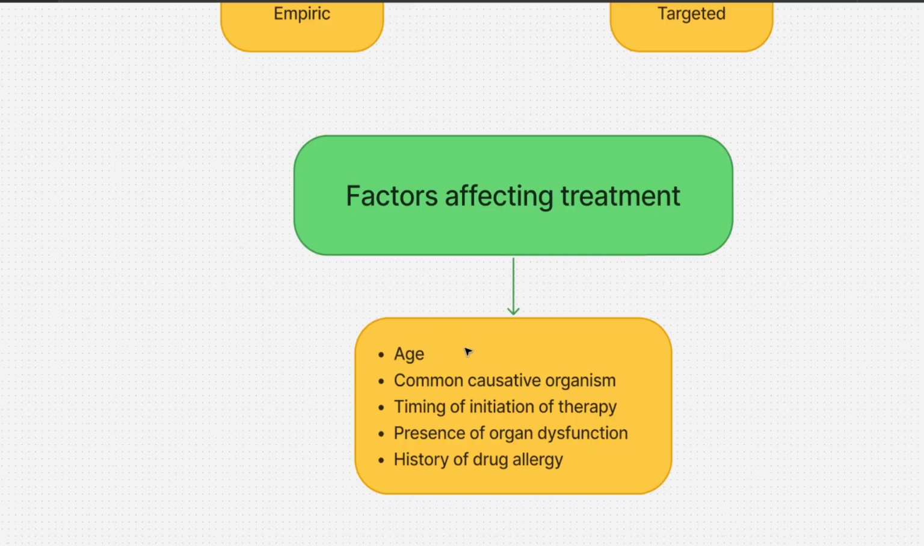Age is also a very important factor because typically certain causative agents for meningitis are more common in some age groups than in others. And the same thing with the causative organism. So there are common causative organisms.